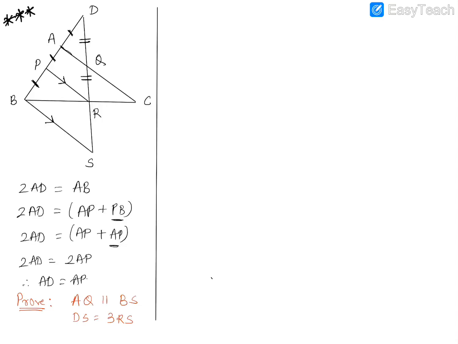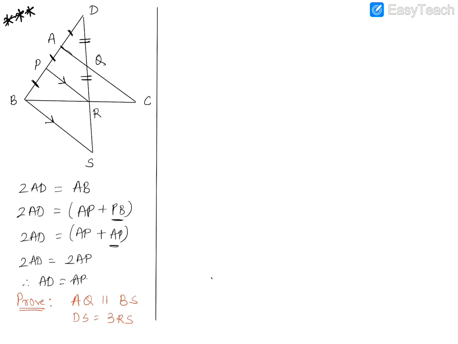Okay, so see what we'll do now. First I need to prove AQ is parallel to BS. So we can see that A and Q are the midpoints of PD and RD. So I can say that AQ will be parallel to PR by midpoint theorem. And PR is already given parallel to BS. So AQ is parallel to BS.